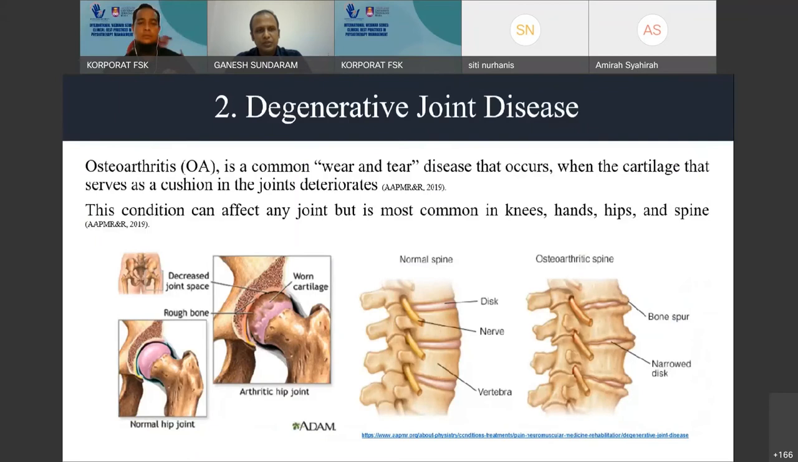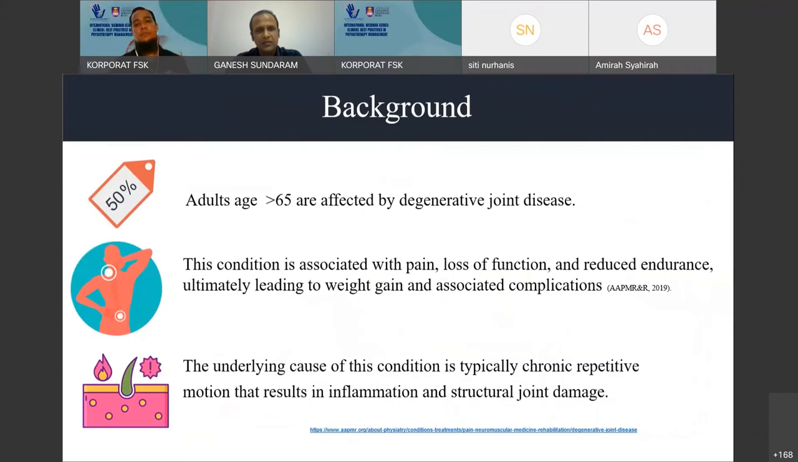So degenerative joint disease, or osteoarthritis, is a common wear and tear disease that occurs when the cartilage that serves as a cushion in the joint deteriorates, so getting worse. This condition can affect any joint. It can be in the knee, hand, hips or spine. So the background: adults age 65 and above with degenerative joint disease. This condition is associated with pain, loss of function, reduced endurance, ultimately leading to weight gain and associated complications. The underlying cause of this condition is typically chronic repetitive motion that results in inflammation and structural joint damage.